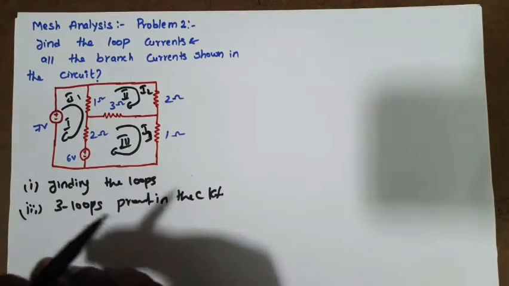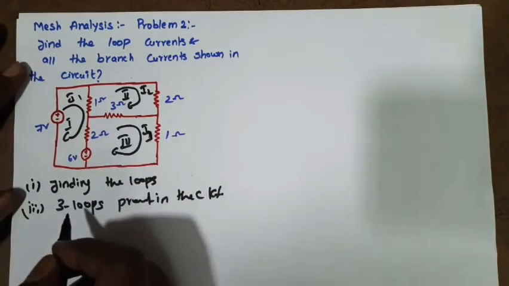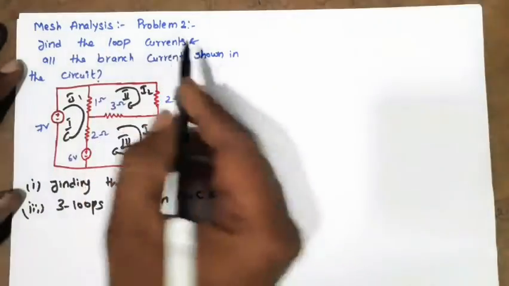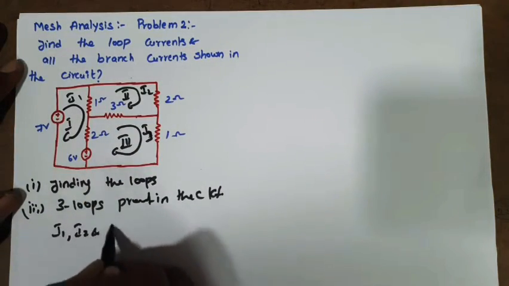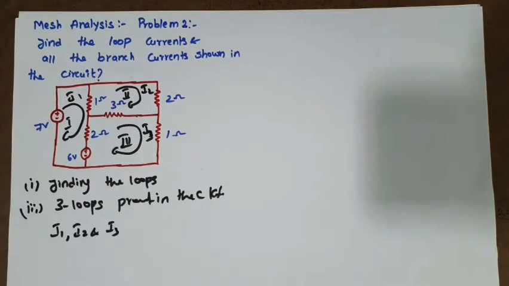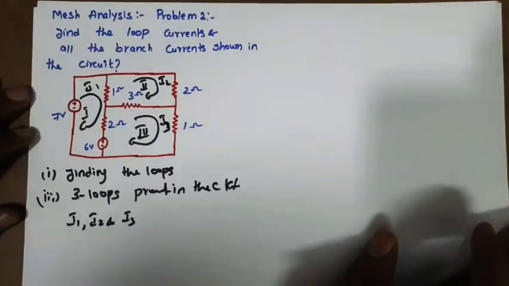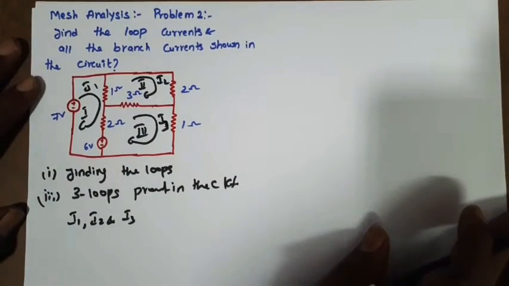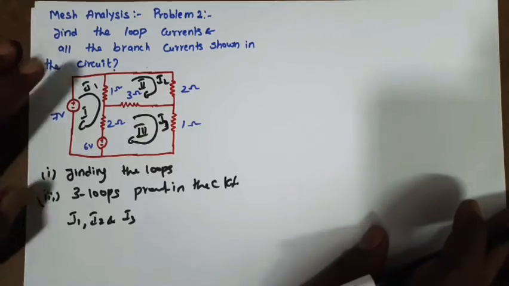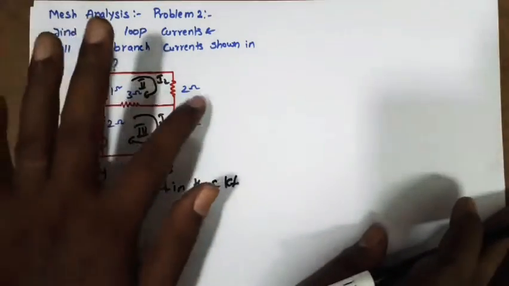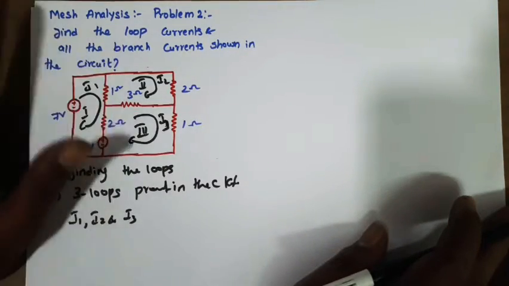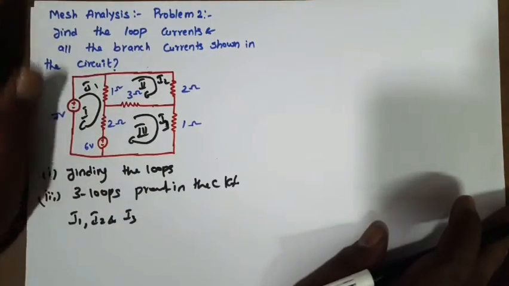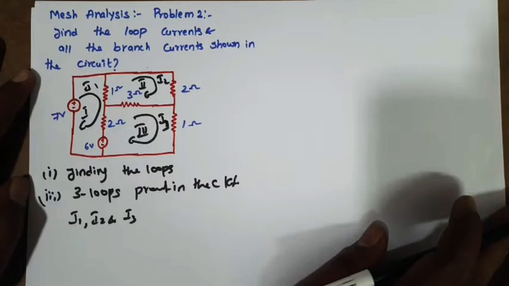So then what is our next step? Apply KVL. See the problem: find the loop currents. So what are the loop currents? I1, I2 and I3 are the loop currents. We are going to find I1, I2 and I3, and also the branch currents. All the branch currents means the current flowing through the 1 ohm resistor, the 2 ohm resistor, and the 3 ohm resistor. That means the currents flowing through the respective resistances.